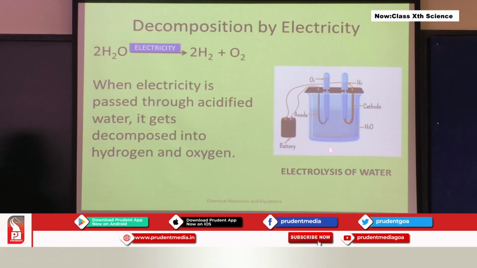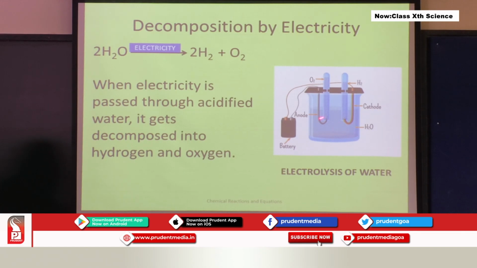This diagram depicts the electrolysis of water. What do you mean by electrolysis? You know, water is composed of hydrogen and oxygen. When electricity is passed through acidified water, what is the meaning of the word acidified? We put 2-3 drops of sulfuric acid in this water to make it a good conductor of electricity. So, that is called acidified water.